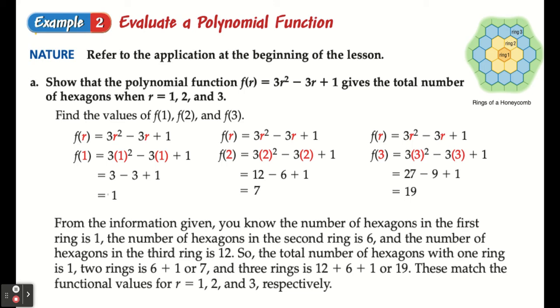So from this information, we know that the number of hexagons in the first ring is 1, the number of hexagons in the second ring is 6, and the number of hexagons in the third ring is 12. So the total number of hexagons with one ring is 1. With 2 rings, it would be 6 plus 1, or 7. With 3 rings, it would be 12 plus 6 plus 1, which would be 19. So these match the functional values for r equals 1, 2, and 3 respectively.